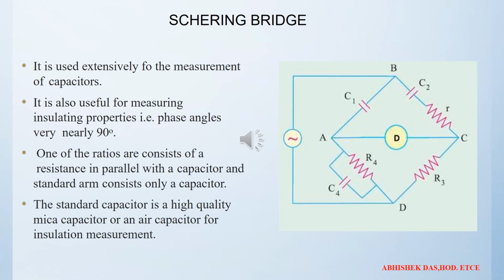Now we are going to discuss the Schering bridge. It is the standard bridge from which we can measure the unknown capacitance value. It is used mainly to measure capacitors. It is useful for measuring insulating properties, where the phase angle is nearly 90 degrees. One of the ratio arms consists of a resistance in parallel with a capacitor, and the standard arm consists only of a capacitor. The standard capacitor is a high quality mica capacitor or an air capacitor for insulation measurement.